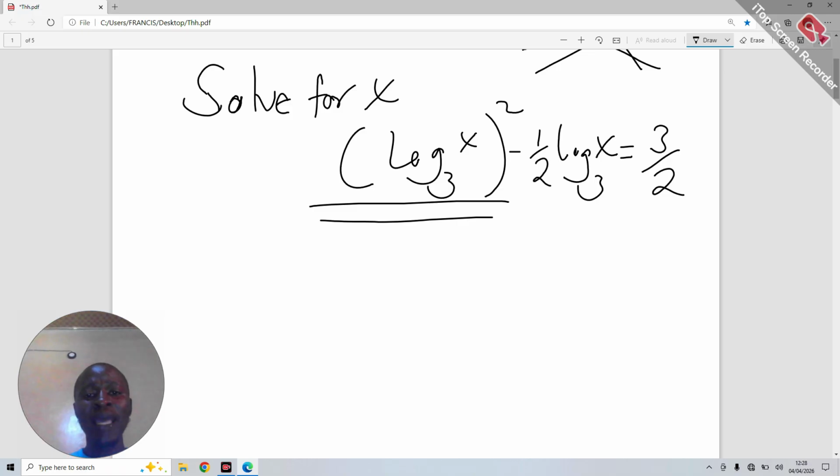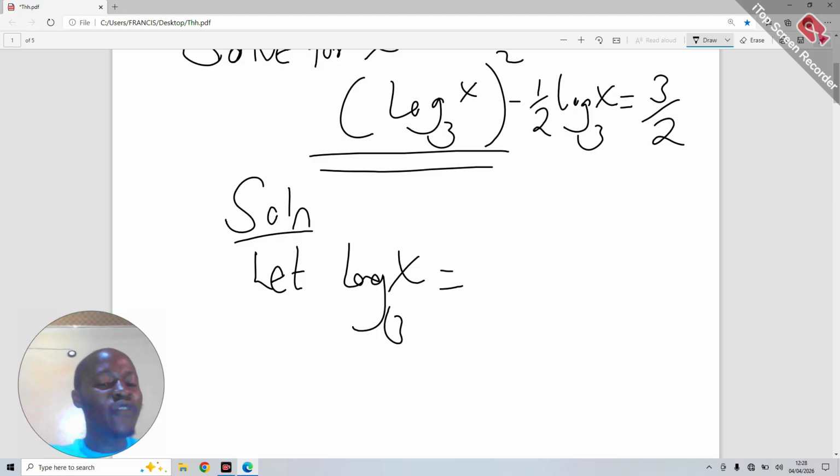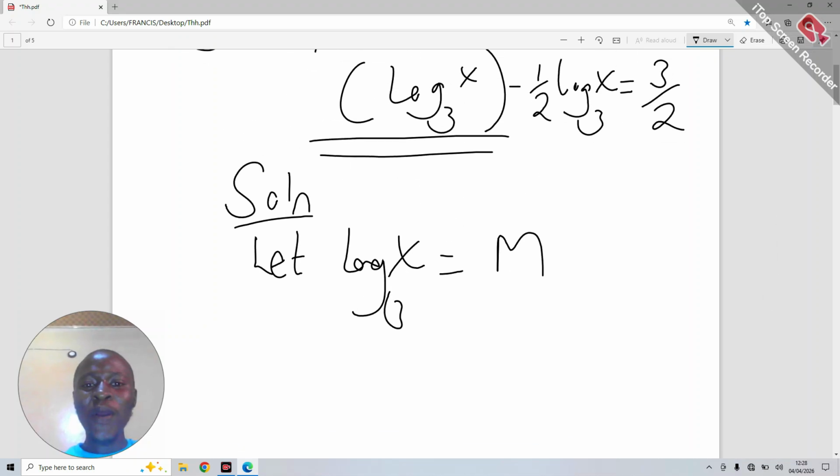Now, by just looking at the question and you notice there's something like this, don't waste time. What is in the bracket? Substitute it with any letter. And how will you do that? Let's take out the solution. So, you see, what is in our bracket is log base 3x. So, you will substitute it with any letter of your choice by saying let log of base 3x be equal to any letter of your choice. For me, in this case, I'll use m. So, that means where there is log of base 3x, I'll write m.